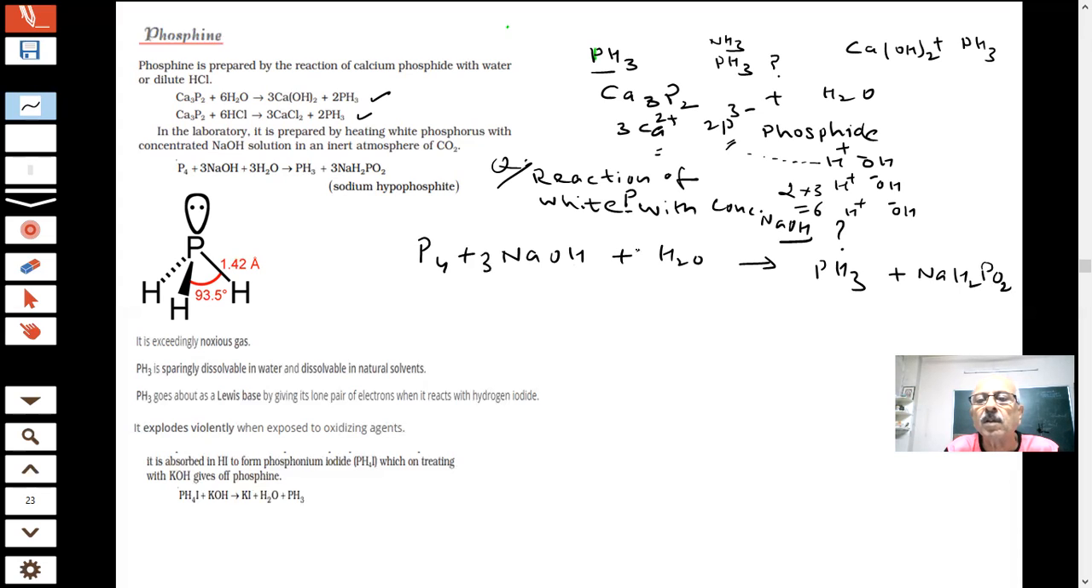3 PH3, and here you have 3 NaH2PO2, then next 3. Phosphorus here is 3 plus 1, 4 phosphorus. Can you tell me what are the oxidation states of phosphorus in these? Very important reaction. P4 is 0.